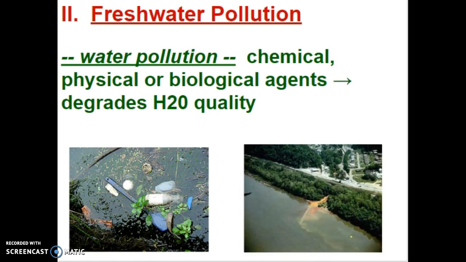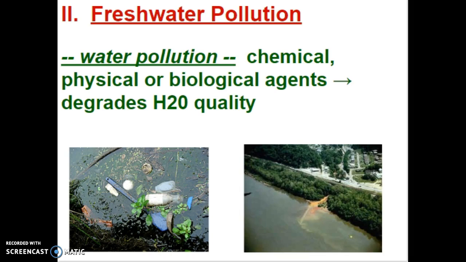Pollution of any kind, especially water pollution, is going to introduce chemical, physical, or biological agents into the water. And due to those things being in the water, quality degrades. Chemical agents would be any type of either organic or inorganic chemicals introduced to a freshwater system.